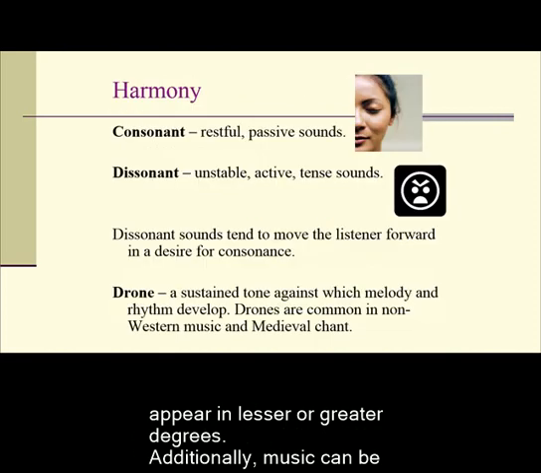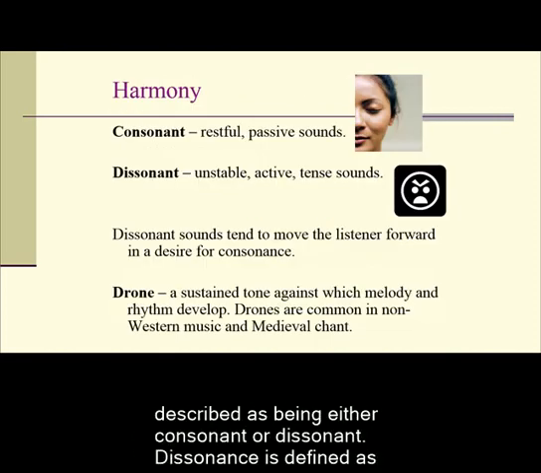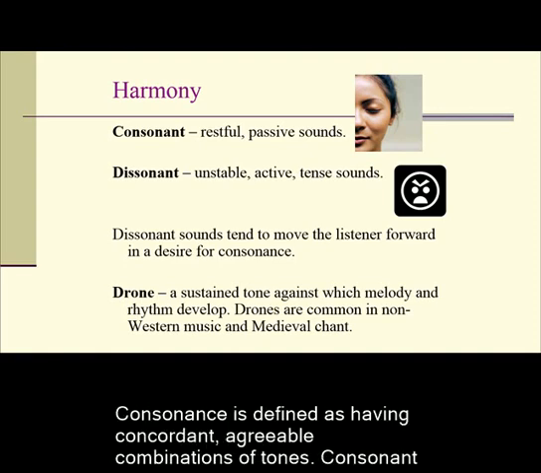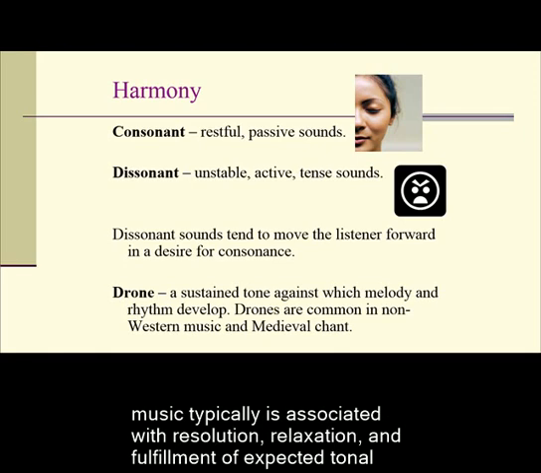Additionally, music can be described as being either consonant or dissonant. Dissonance is defined as discordant combinations of tones, creating unstable sounds that need resolution. Consonance is defined as having concordant, agreeable combinations of tones. Consonant music typically is associated with resolution, relaxation, and fulfillment of expected tonal goals.